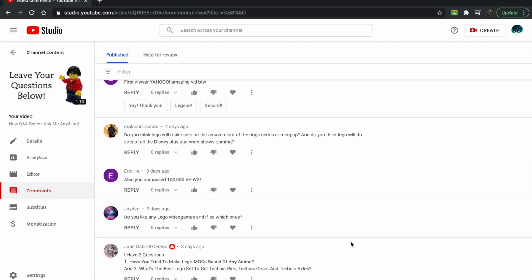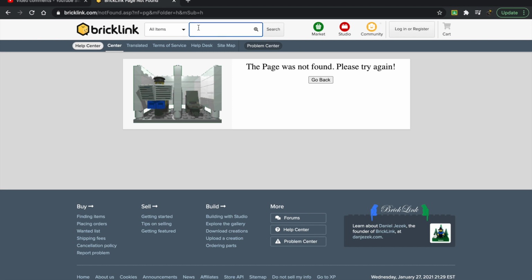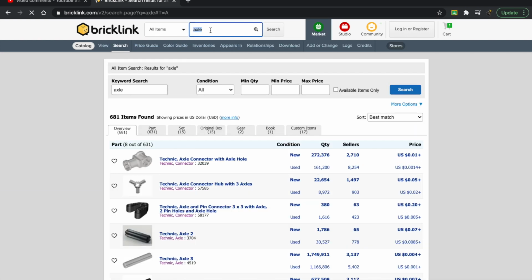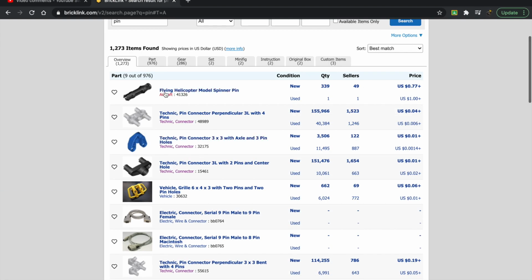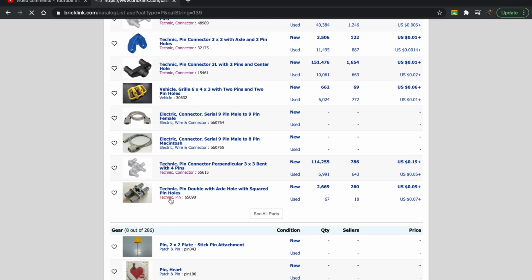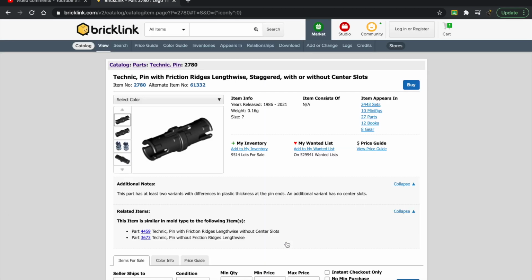I know specifically just the standard axle. I don't know if it's going to come up, or not the axle, I meant the pin. That's definitely one of the cheapest pieces on Bricklink. Let me just pull it up real quick. I know I didn't want to do too much of this. I think this is the one.